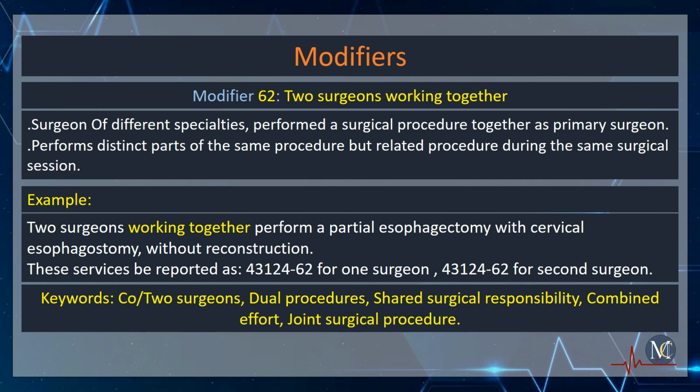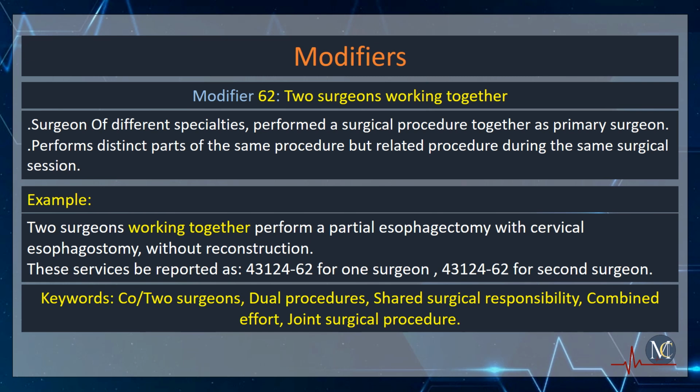Modifier 62. CPT modifier 62 is known as two surgeons modifier. It is used when two surgeons work together as primary surgeons performing distinct parts of the same procedure, or when one surgeon performs part of a procedure and another surgeon performs a separate but related procedure during the same surgical session. We will apply modifier 62 to both CPT codes.